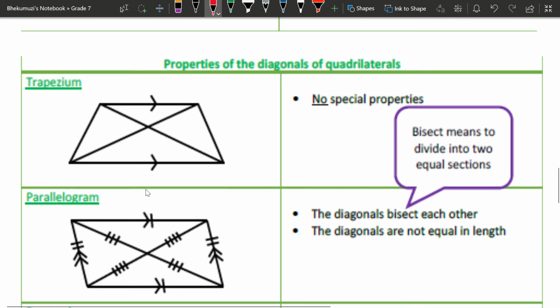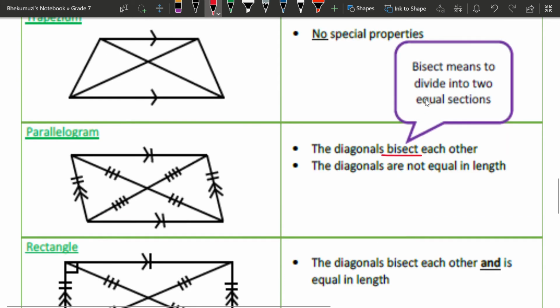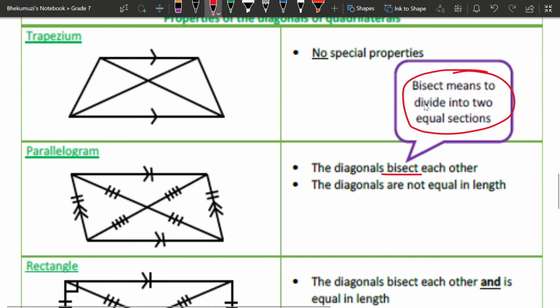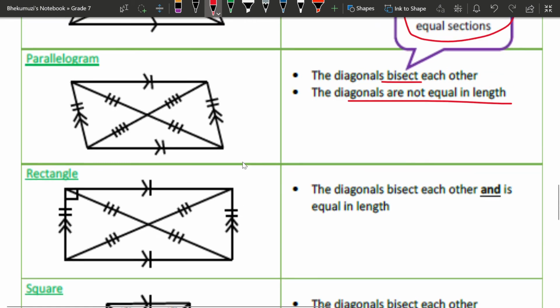And then we have the trapezium again, where, with the properties of diagonals, there's nothing special with the diagonals of a trapezium. With a parallelogram, the diagonals bisect, and bisect basically means what? It means that it divides into two equal sections, and then the diagonals are not equal in length, right? They're not equal in length. But the opposite sides, this is equal to that side, and that side is equal to that side, right?